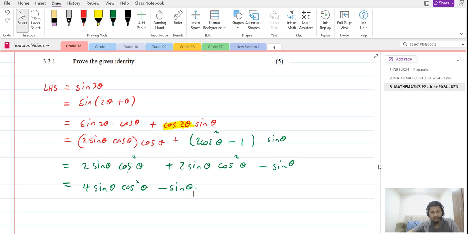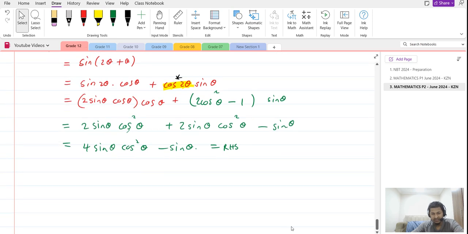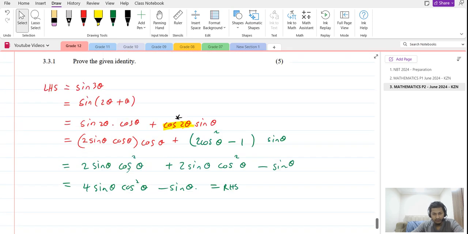I hope you guys understood that. Excellent. RHS, not bad. It's just that this one here was a thinking one. The rest of them were simple. So always you break up the triple angle into double angle plus another single angle. Always do that. Next question.